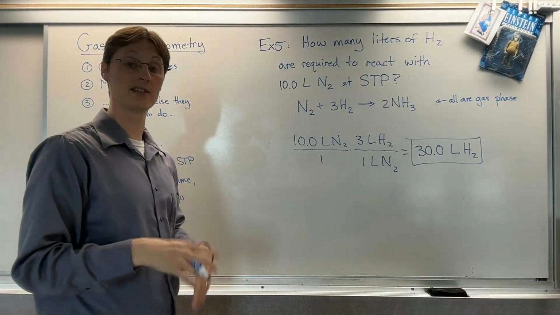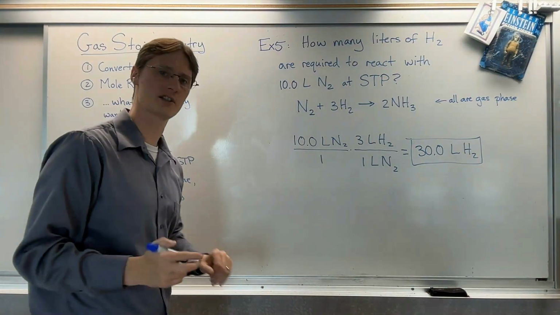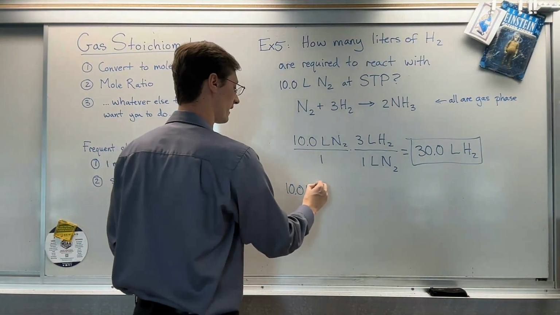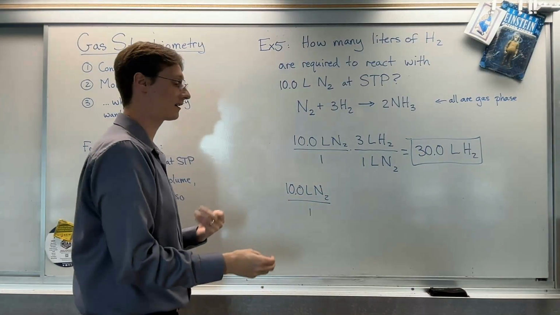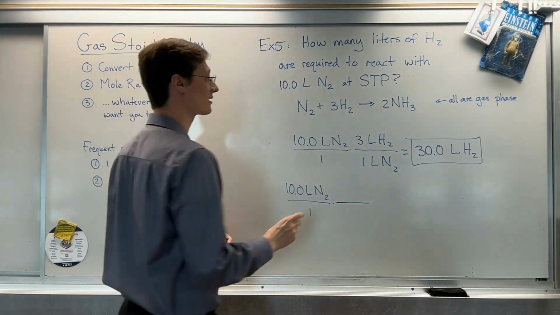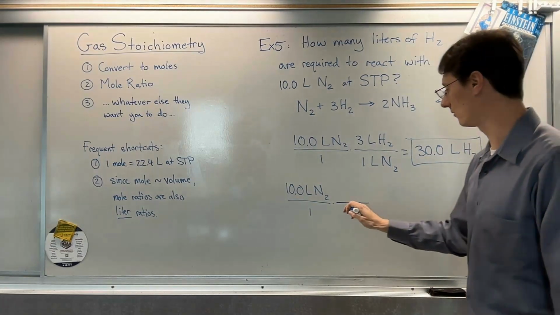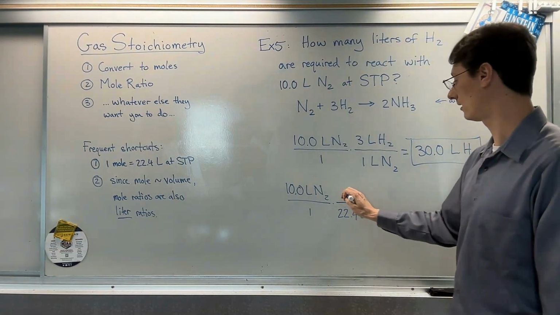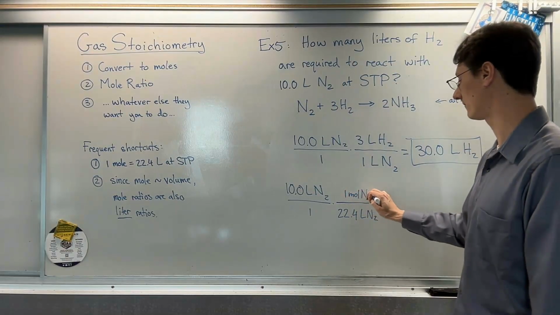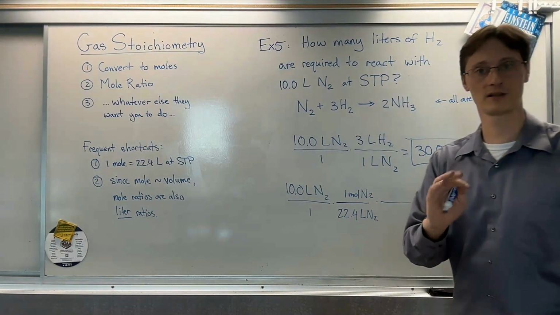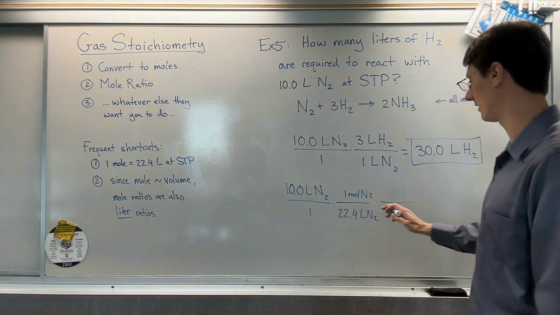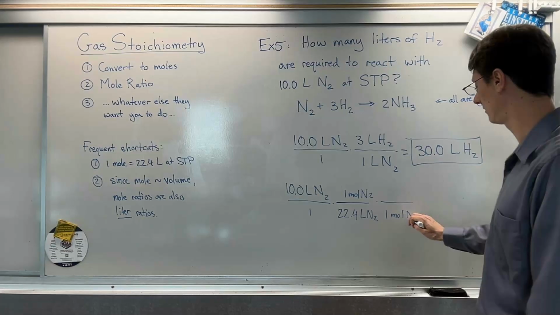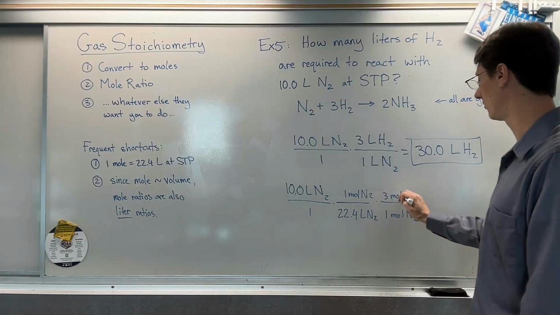All right, now if I insisted on, no, I've got to do all 3 steps, here's what that would look like. 10 liters of nitrogen. Well, if I think that I have to convert that to moles, they do tell me it's at STP, so 22.4 liters of nitrogen represents 1 mole of nitrogen. Great, I have converted to moles. Step 2 is the mole ratio, right? 1 mole of nitrogen reacts with 3 moles of hydrogen.